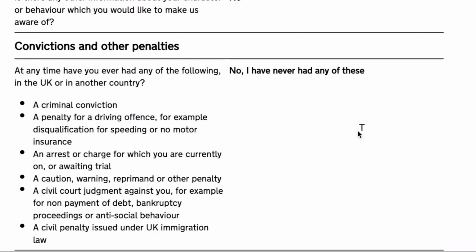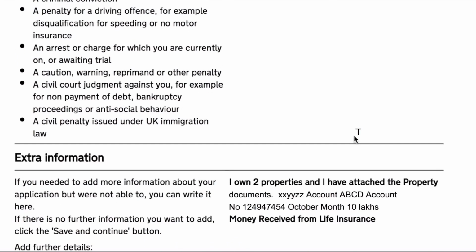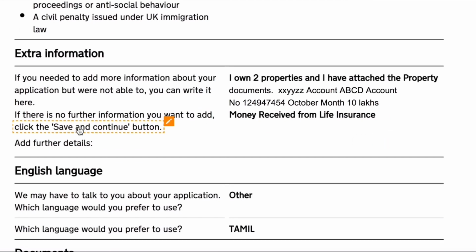They won't reject the visa just because you got a speeding ticket. So you don't need to worry about that, and it's better to tell them the truth and mention it here in the application. So here is the extra information.